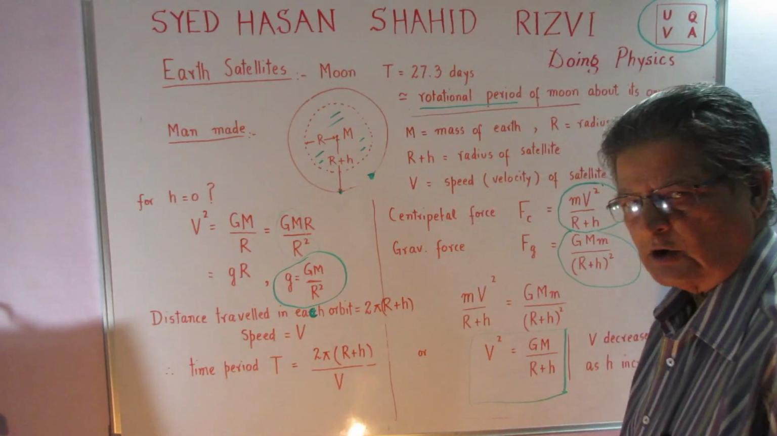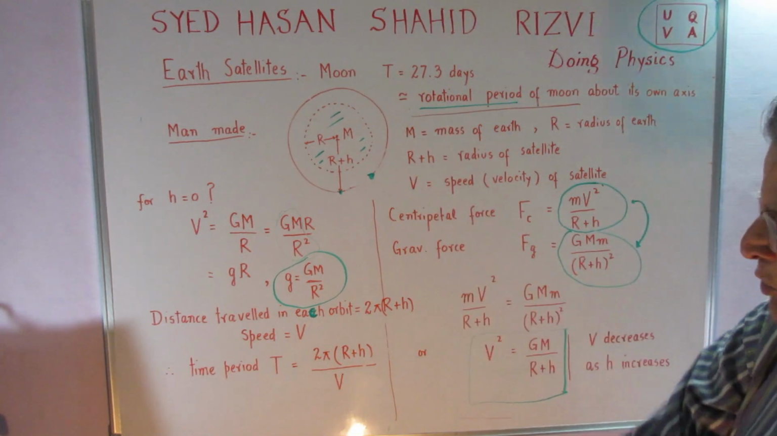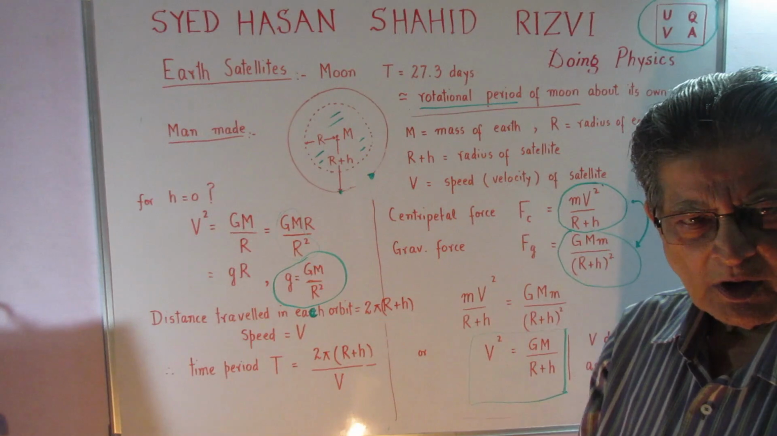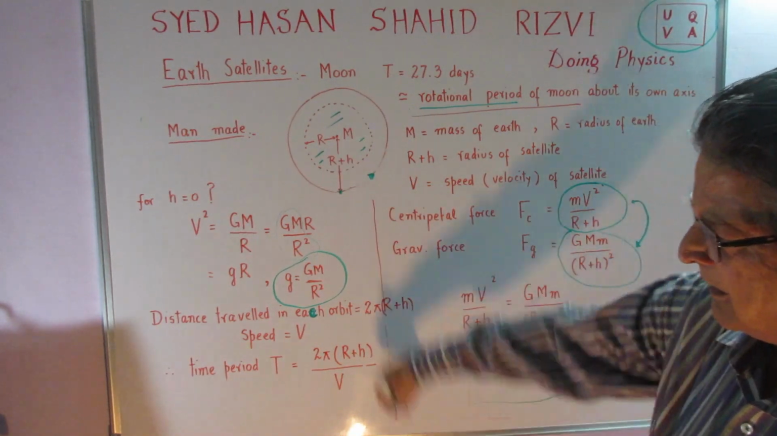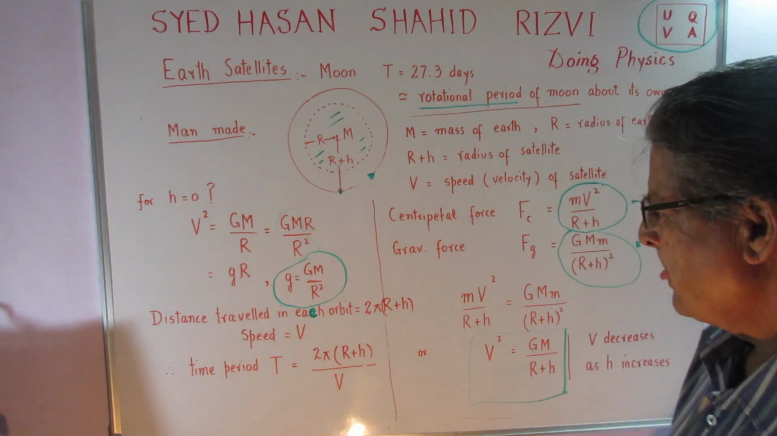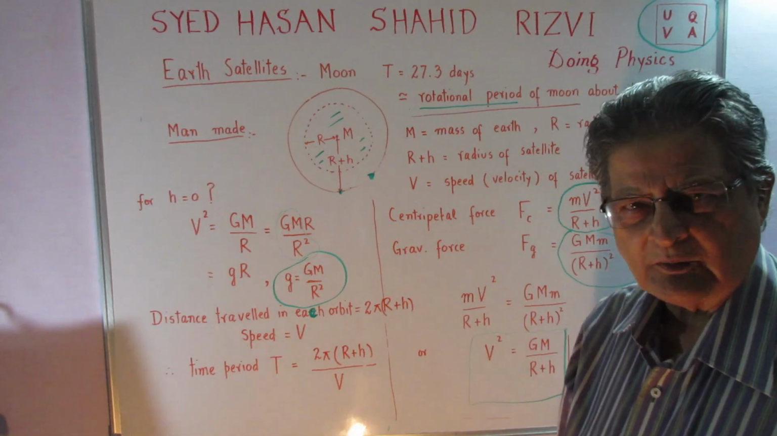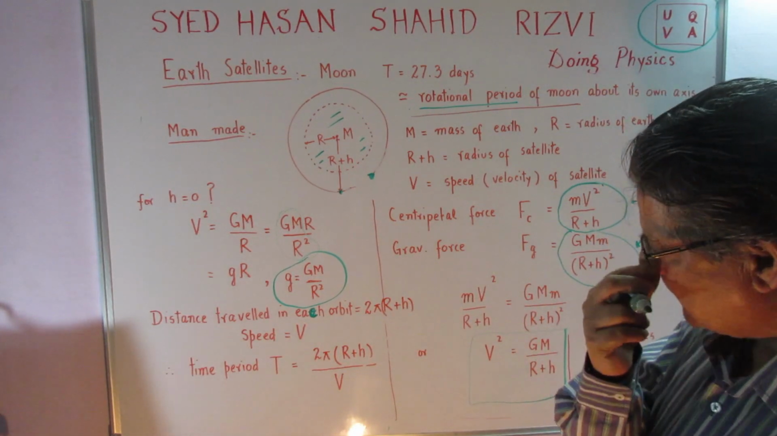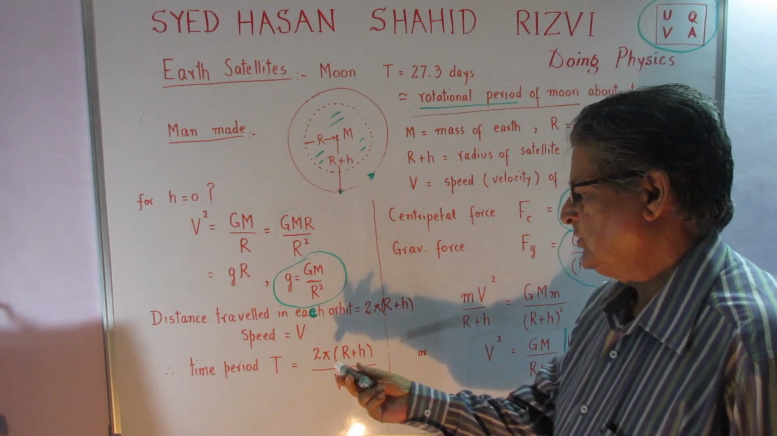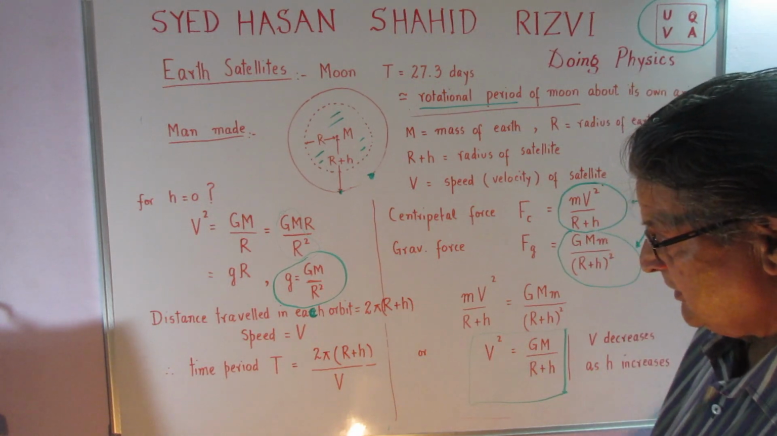Each orbit, of course, it's the Earth's orbit. Orbit round Earth. So this is equal to 2 pi into r plus h, because for any circle, the circumference is equal to 2 pi into r. It's very simple. Of course, in meters, the speed is given in meters per second, capital V. So therefore, we can calculate the time period as 2 pi (r plus h) divided by V.